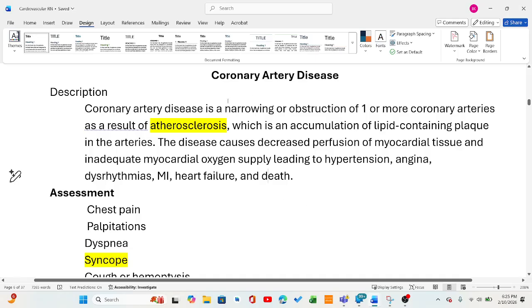One thing you need to know is that coronary artery disease is not the one that's going to kill the patient. It is the complications: the MI, the heart failure, the angina. Those are the things you should be thinking about. Mostly, coronary artery disease is a precursor for all these problems that we are talking about.